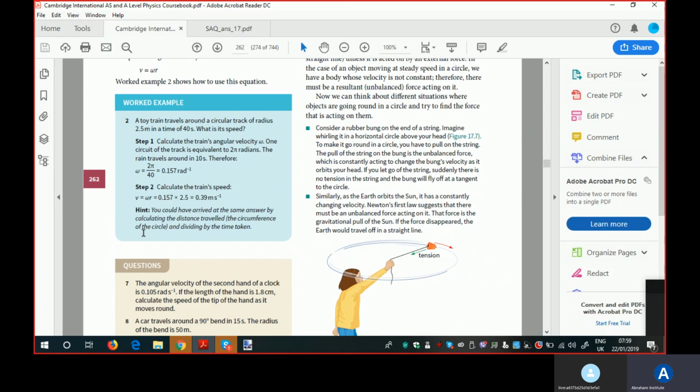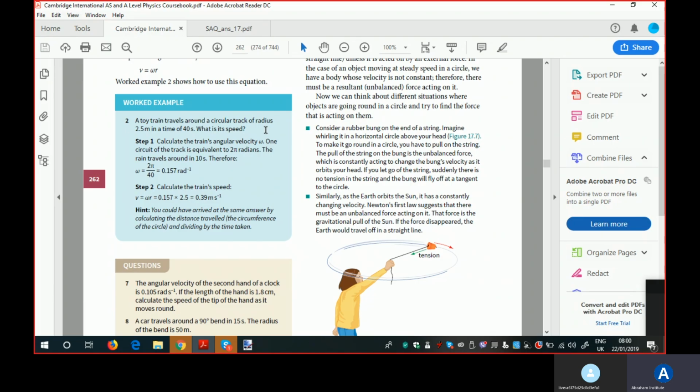Okay, so here is an example of where you have to use that v equals omega r. Let's go through this one. A toy train travels around a circular track of radius 2.5 meters in a time of 40 seconds. What is its speed? Speed means the tangential speed or the tangential velocity. You have to find the magnitude of the tangential velocity.